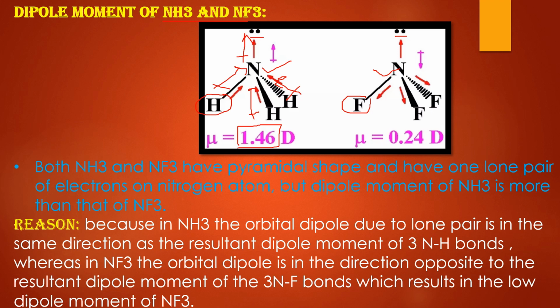But when we talk about NF3, you know that fluorine is more electronegative than nitrogen. So these 3 dipoles are in the downward direction. This is first, this is second, and this is third. And the fourth one is from nitrogen to the lone pair of electrons. So these are opposite to each other. So the net dipole is the sum of these three, from which we subtract this dipole. So the net dipole moment is very less, and it is 0.24 D. So out of ammonia and NF3, NH3 has the more dipole moment.